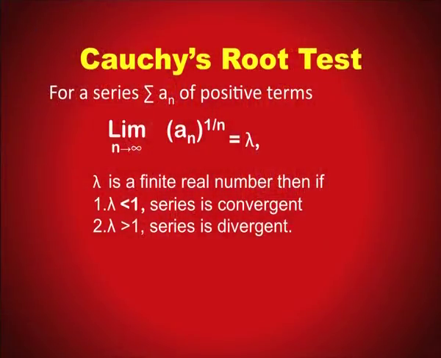Next test is Cauchy root test. For a series sigma a_n of positive terms, limit n tends to infinity, a_n to the power 1 upon n is a finite value lambda. If lambda is a finite real number, then if lambda is less than 1, the series is convergent. If lambda is greater than 1, the series is divergent.